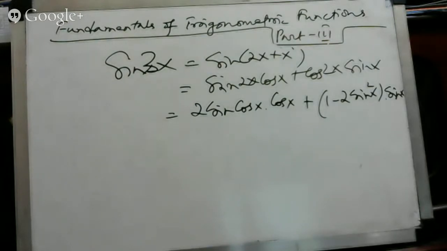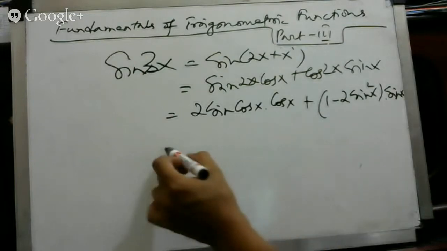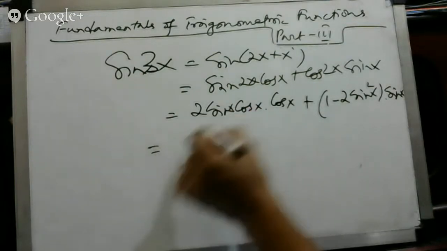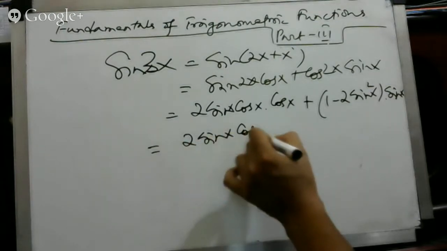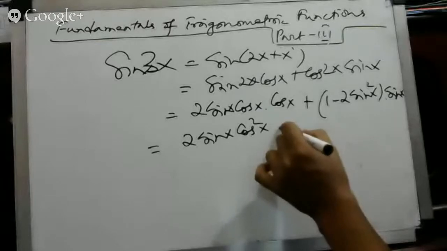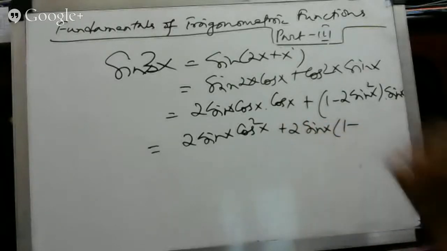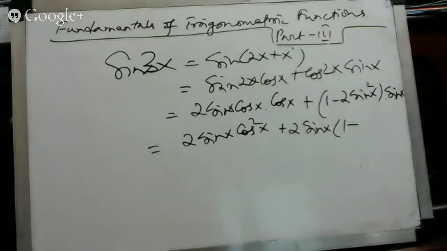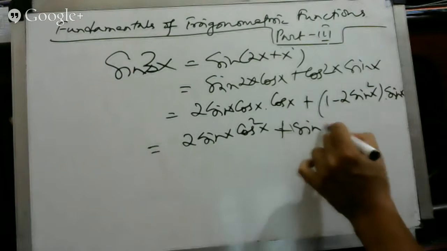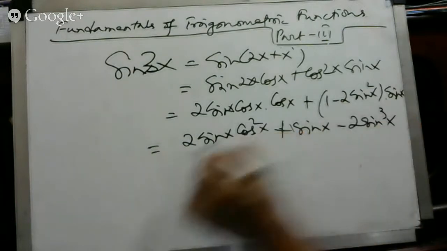Okay, so then if we take the 2 sin x as common, this will become 2 sin x cos square x plus 2 sin x into 1 minus... oh sorry, so it is 2 sin x cos square x plus sin x minus 2 sin cube x.